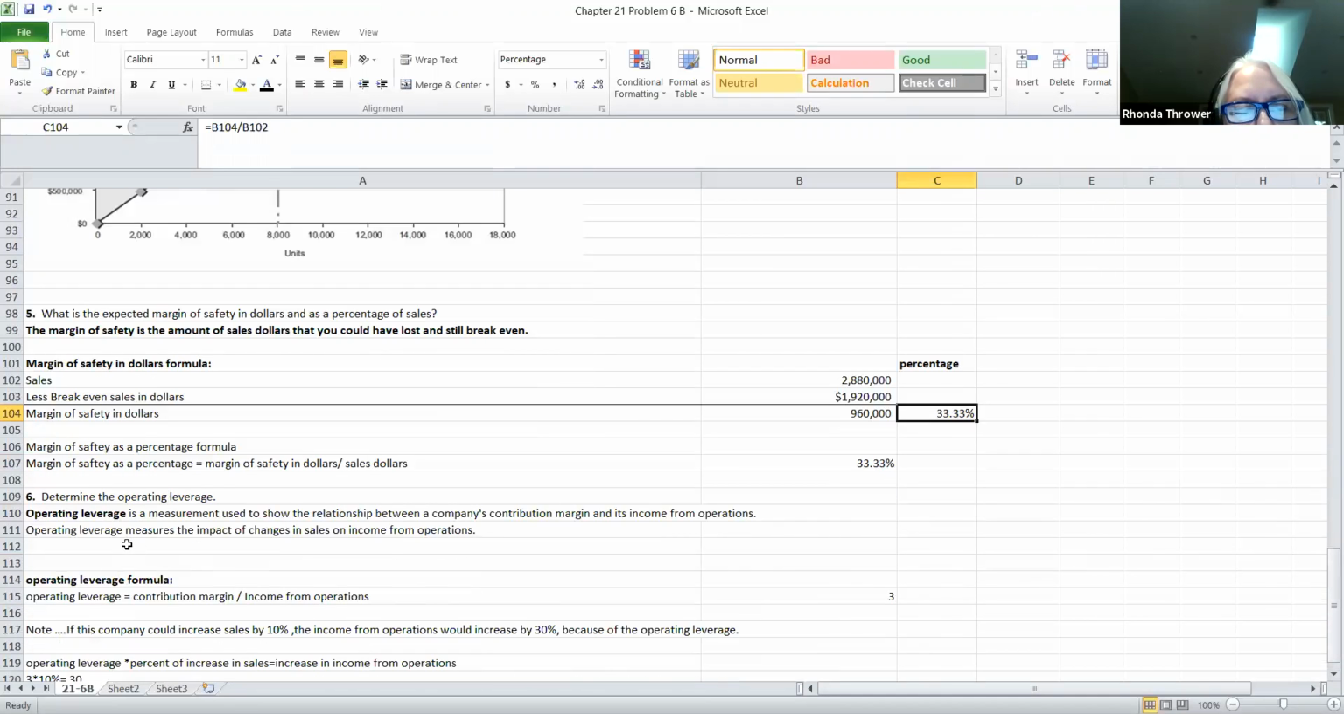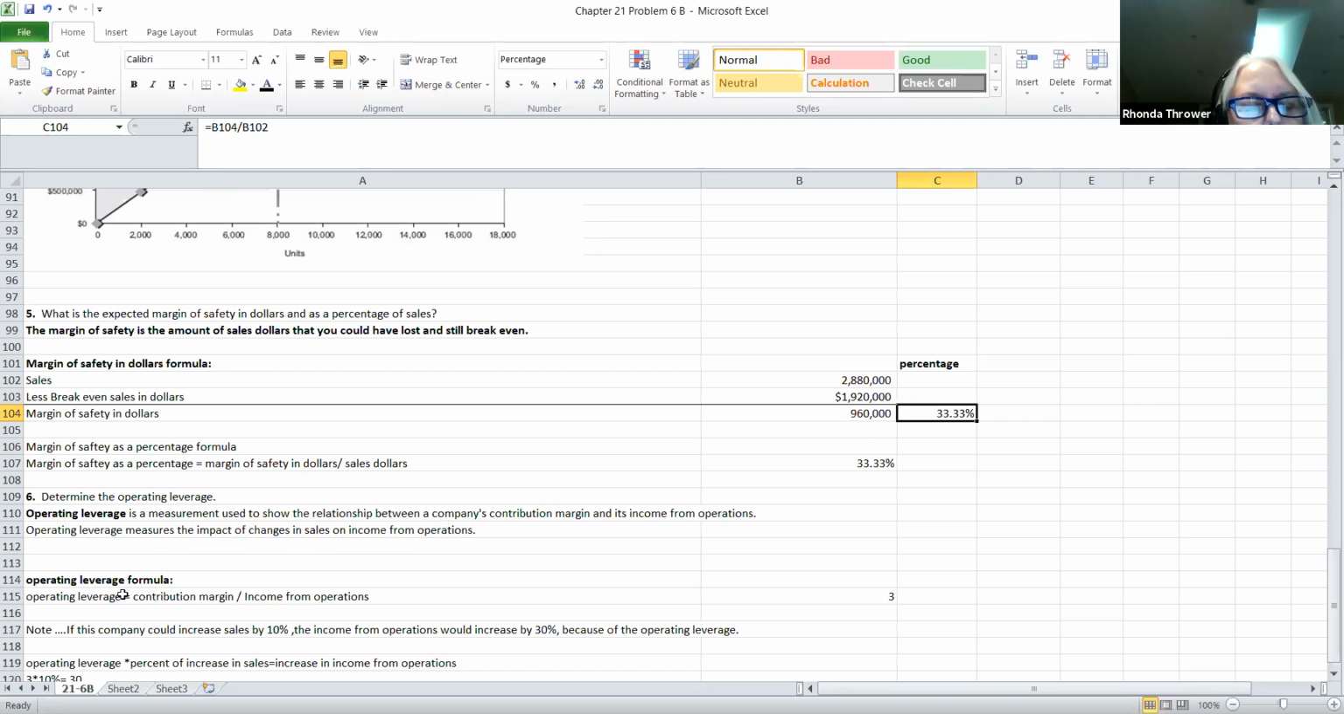In part 6, they ask you to determine the operating leverage. And again, the operating leverage is a new term for you that we need to discuss. Operating leverage is a measurement that's used to show the relationship between a company's contribution margin and its income from operations. Operating leverage will measure the impact of changes in sales on income from operations.